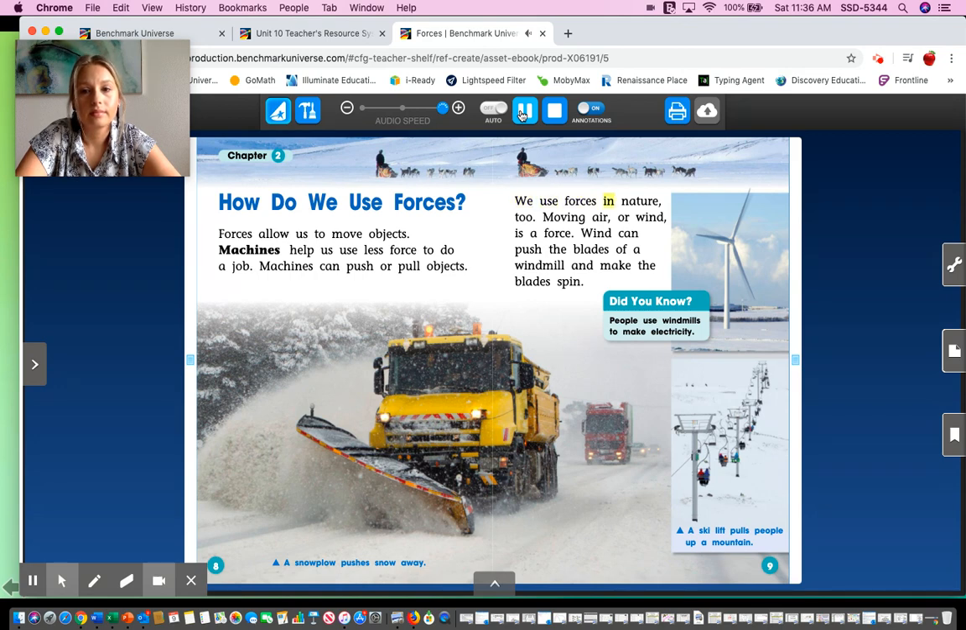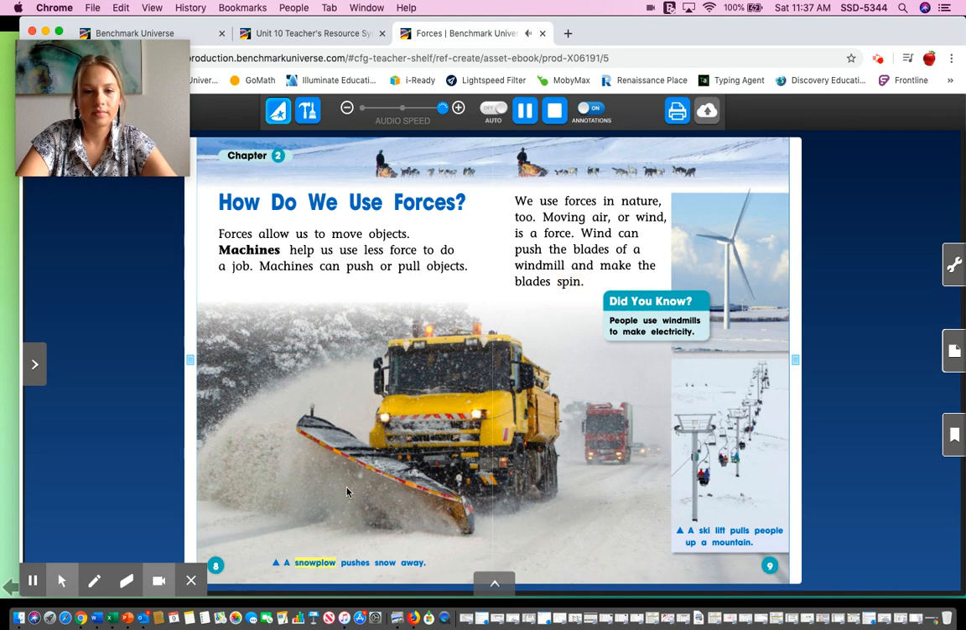We use forces in nature too. Moving air, or wind, is a force. Do you remember this windmill? We've read about this before. Wind can push the blades of a windmill and make the blades spin. So as wind comes, it goes around and around and around. Windmills help you make electricity. Remember we talked about that when we were talking about the past and the present and whether you use technology or electricity. So windmills actually generate electricity by using the wind.